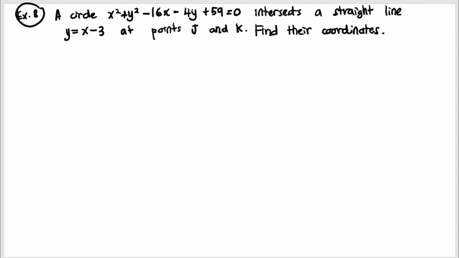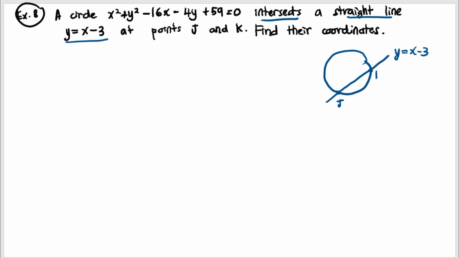Alright, let's go to example number 8 here. We have a circle with this equation which intersects a straight line, this one. Suppose we have this circle, and the equation of the straight line is y = x − 3. This is just an illustration, it may not be correct. They intersect at points J and K. Find the coordinates of J and K. So what should we do?